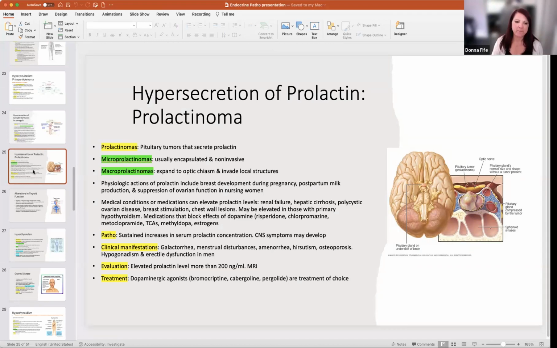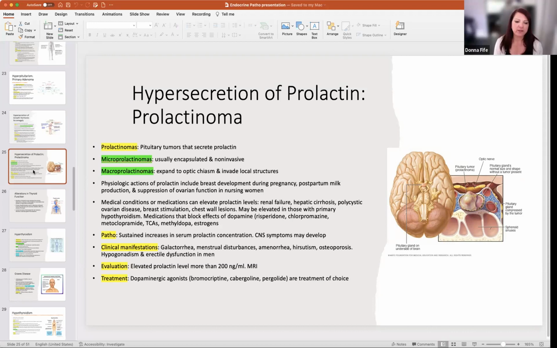nursing women. Medical conditions or medications can elevate prolactin levels. There can be renal failure, hepatic cirrhosis, polycystic ovarian disease, breast stimulation, and chest wall lesions. And this may be elevated in those with primary hypothyroidism. Medications that block the effects of dopamine, such as risperidone, chlorpromazine, metoclopramide, tricyclic antidepressants, methyldopa, and estrogens are also associated here.